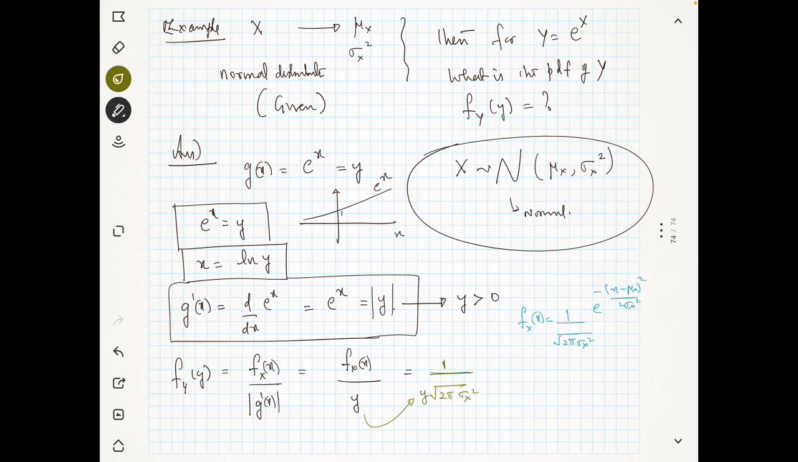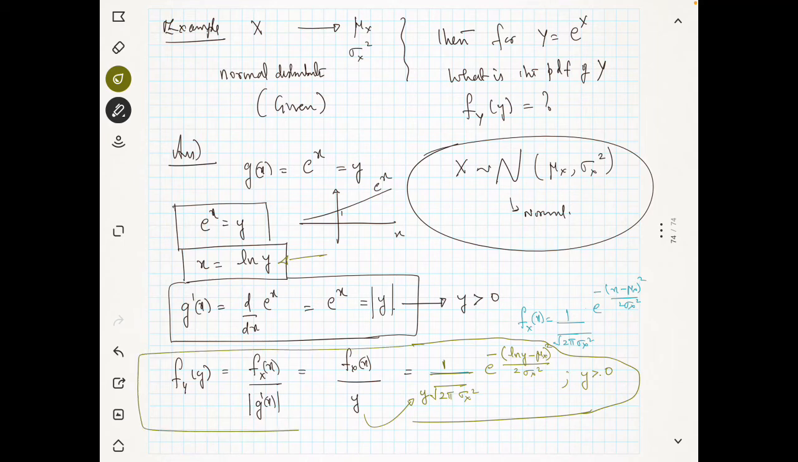Next we have e power minus of, what is our x? You know that x is nothing but the logarithm of y, so it is nothing but ln of y, minus mu x the whole square divided by 2 sigma x square. Also given that our y is always greater than 0. So this is the PDF for our y.